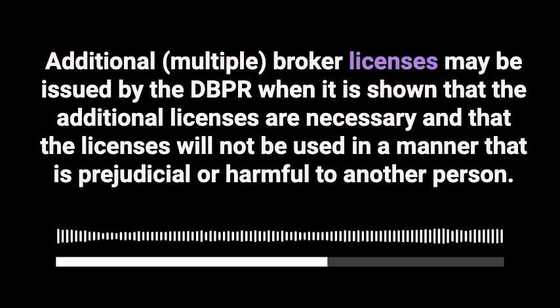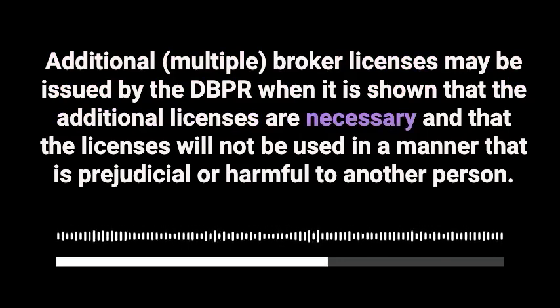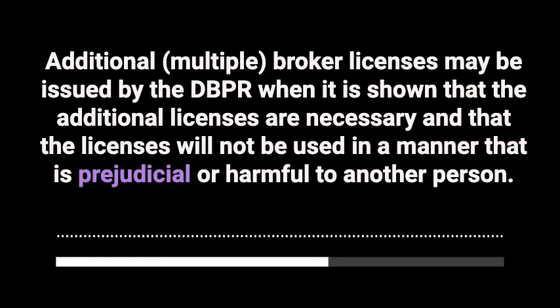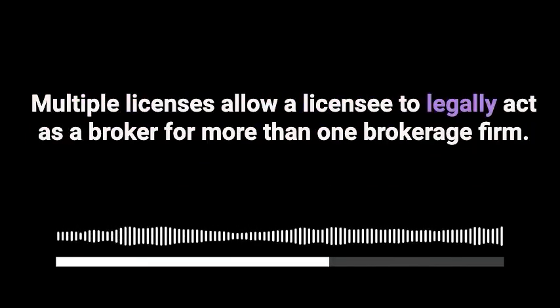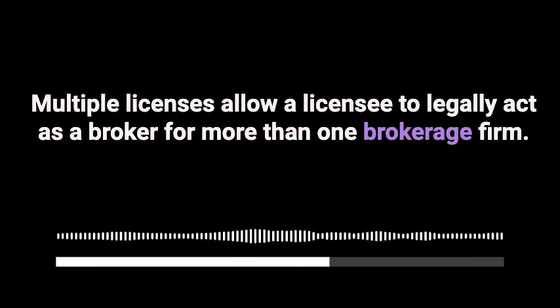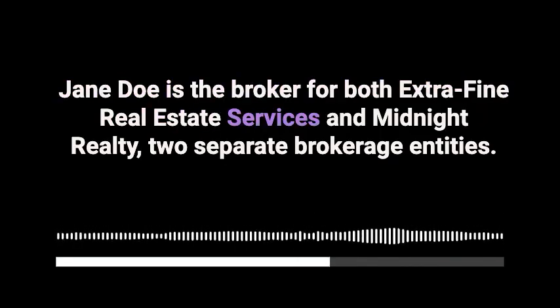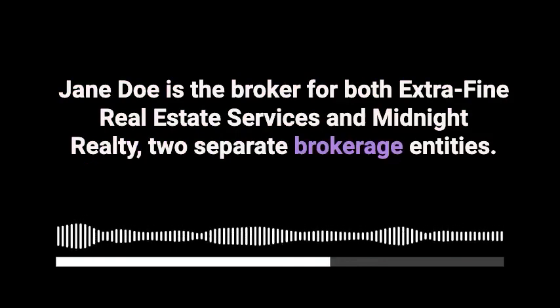Additional broker licenses may be issued by the DBPR when it is shown that the additional licenses are necessary, and that the licenses will not be used in a manner that is prejudicial or harmful to another person. A broker who holds more than one Florida broker license is said to hold multiple licenses. Multiple licenses allow a licensee to legally act as a broker for more than one brokerage firm. Example: Jane Doe is the broker for both Extra Fine Real Estate Services and Midnight Realty, 2 separate brokerage entities.